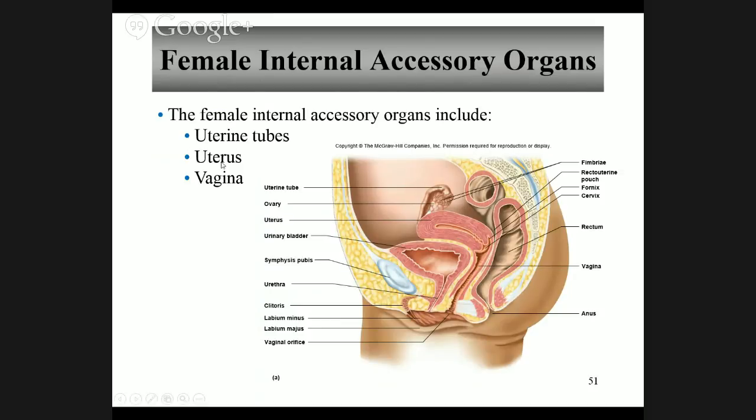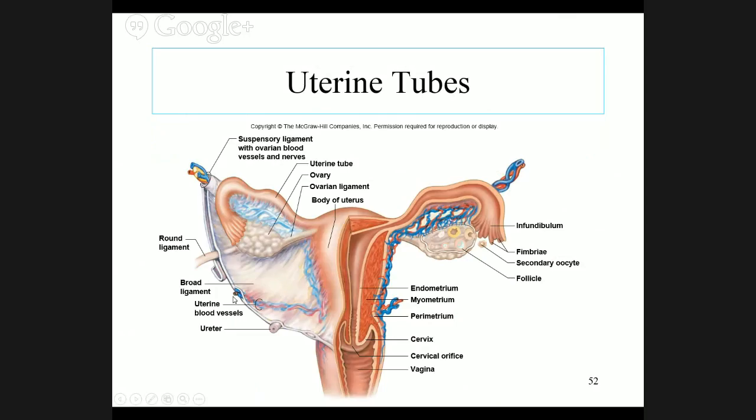So here's a look at the internal accessory organs of the female. That includes the uterine tubes, the uterus, and the vagina. And here's a slide of the uterine tubes. You can see the secondary oocyte in the follicle, the ovarian ligament, the ovary itself, and the uterine tube leading to the body of the uterus. And here's the endometrium, where the oocyte, when it becomes a zygote, will be implanted.